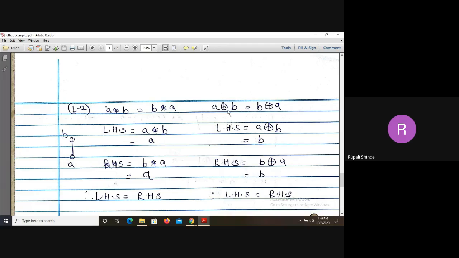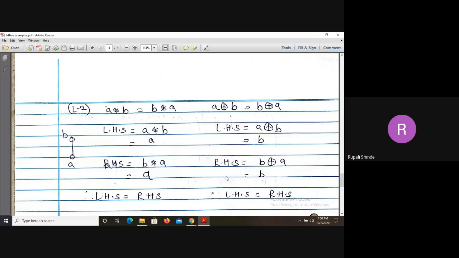Now check for second statement, that is for join operation. A XOR B is equals to B XOR A. So here first of all we will consider LHS. So what we have written in LHS, A XOR B means what? We have to take the least upper bound of A and B. So what is the least upper bound for A and B? It is B. So that is written here.